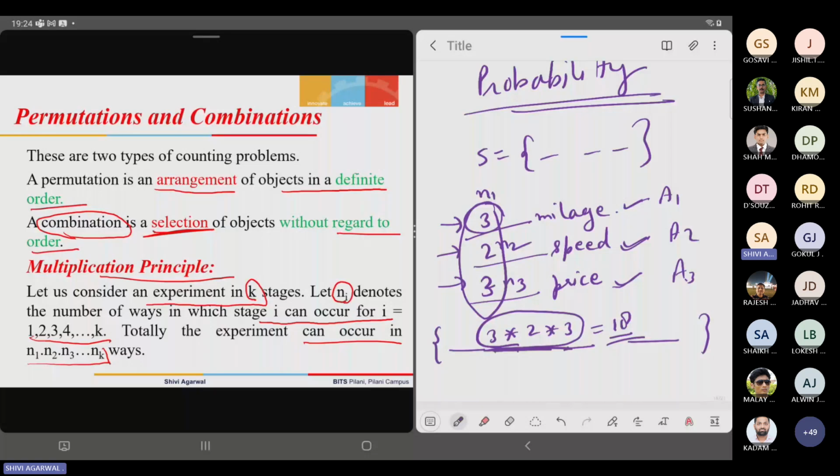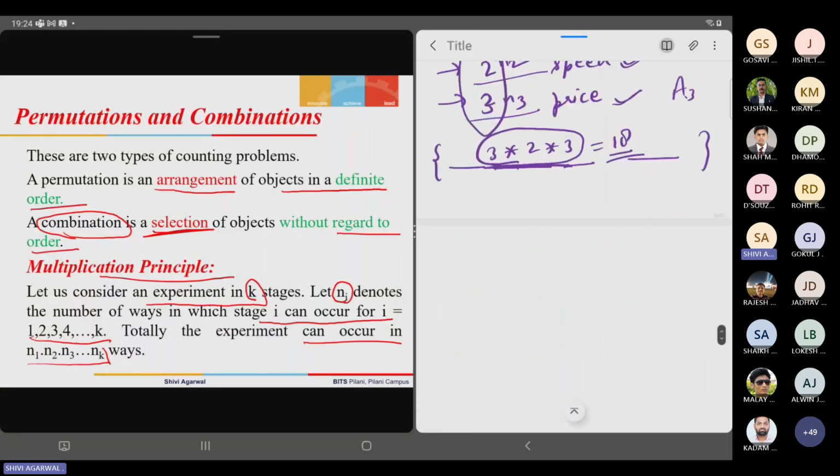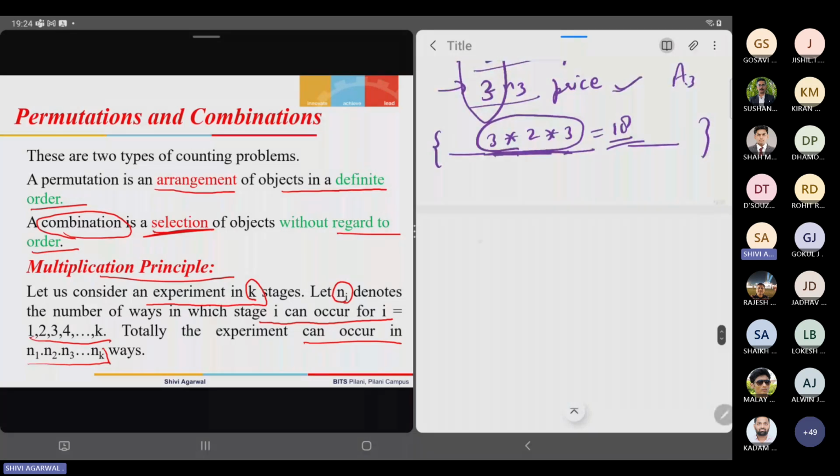Okay, so in this one we have done 3 parts basically. One is permutation, second is combination, and third is multiplication. Okay. So these are the 3 important ways of counting. And why are we doing the counting?